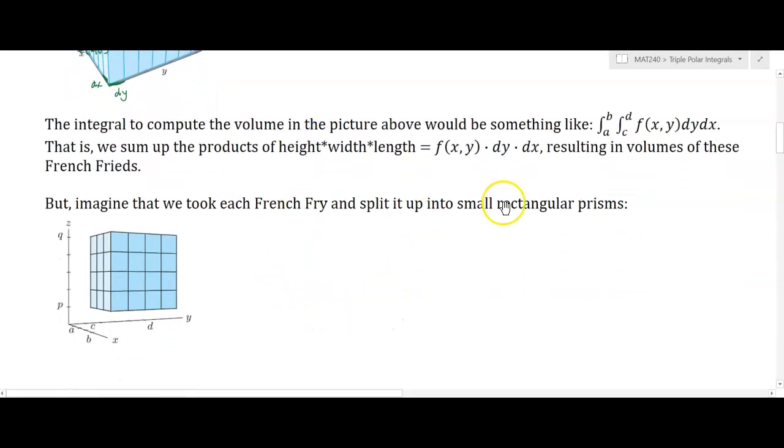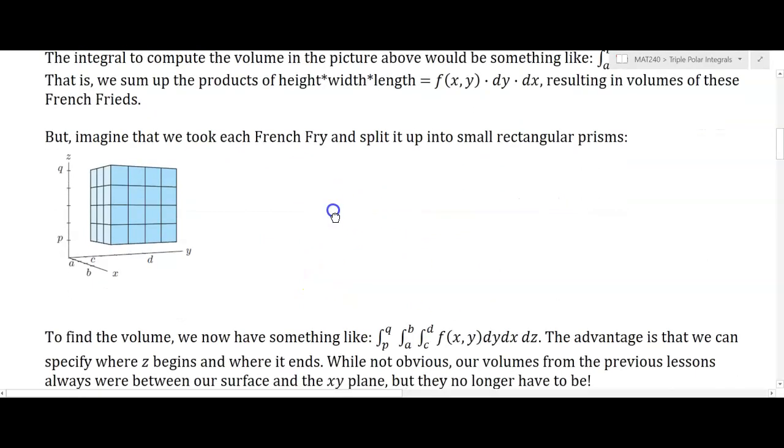But imagine we took each French fry and split it into small rectangular prisms. To find the volume, we now have something like this. Notice that our triple integral is just our double integral, but now we're going to have z going from some value of p to some value of q. So it's no different here. The only real difference is now we're going to do this at each individual height.